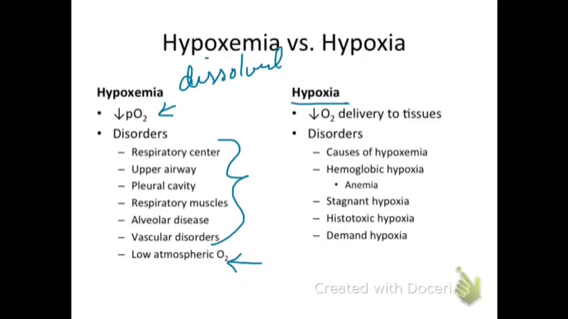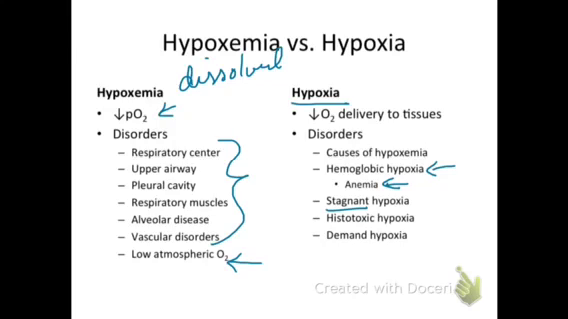Hypoxia is a decreased delivery of oxygen to the tissues. Hypoxia may be due to hypoxemia, but there are many other causes of hypoxia that do not alter the PO2 and therefore cannot be identified by blood gas analysis. Hemoglobic hypoxia is when there is a decrease in oxygen-bound hemoglobin, and the most common form of this is anemia. So, with anemia, you would not expect to see a decreased PO2.